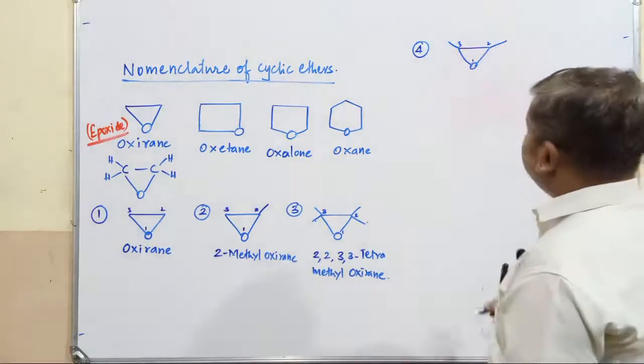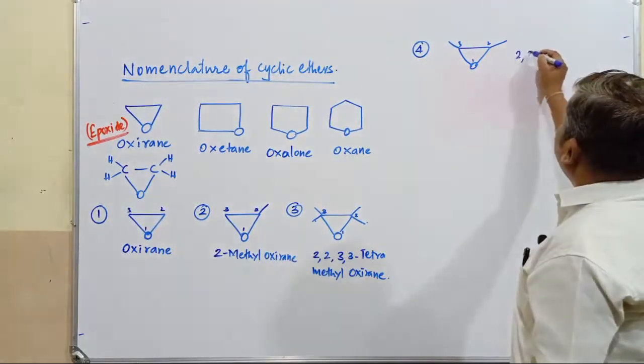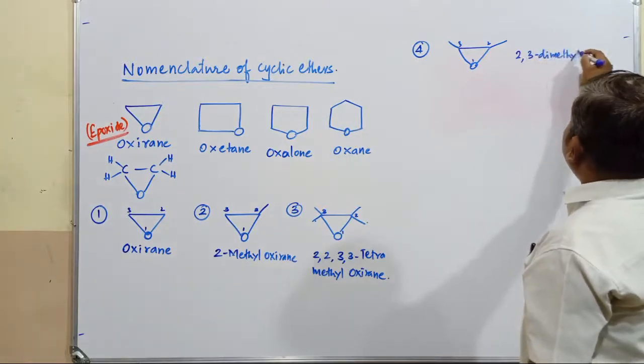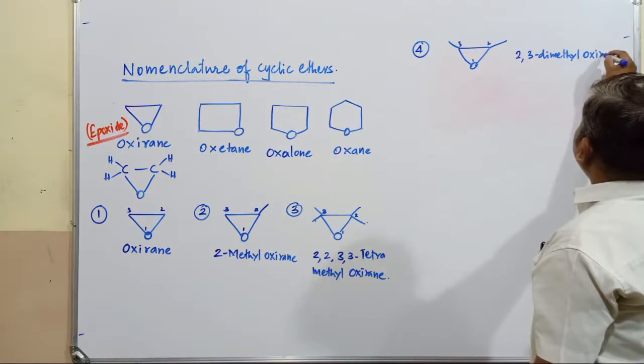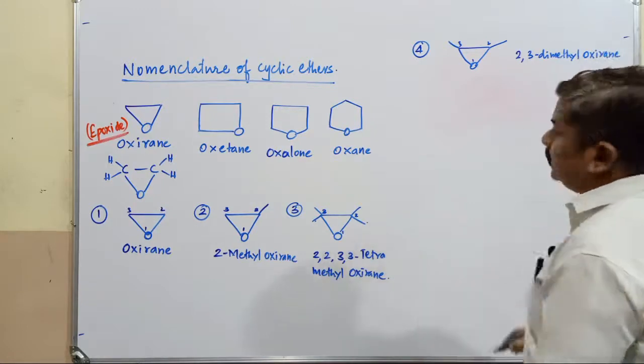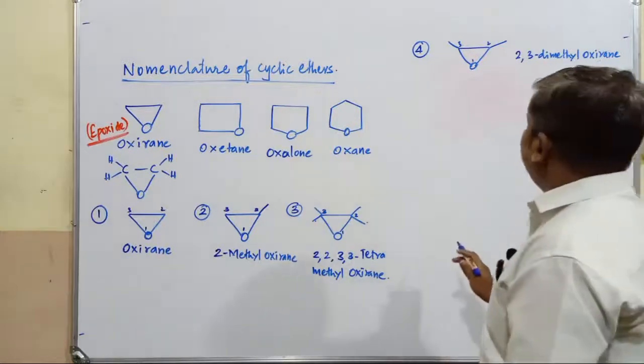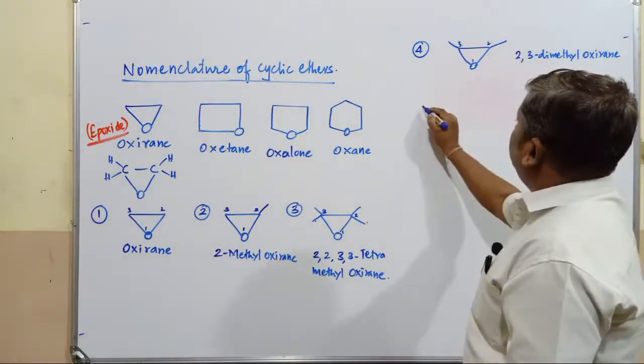What's the name of this compound? Here it is 2, 3 dimethyl. 2, 3 dimethyl oxirane compound. So that is the nomenclature of these compounds.